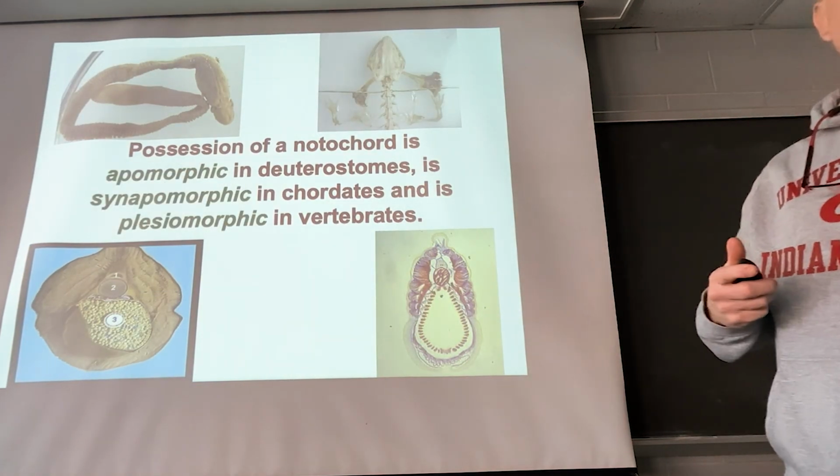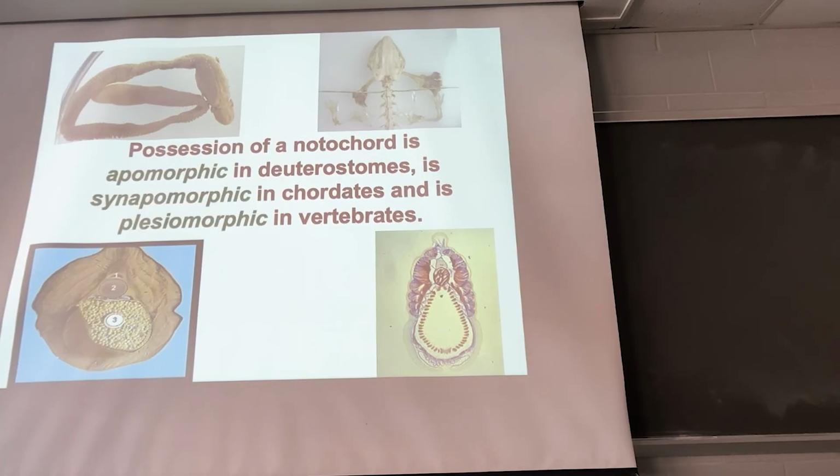The last slide here is just using some of the terms for the exam. Possession of a notochord is apomorphic in deuterostomes, when you compare deuterostomes to all other animals, right? It's an apomorphy. It separates them from protostomes, for example. It is a synapomorphy in chordates, that is, all chordates have it, and is a plesiomorphy in vertebrates, because it's going to be replaced by the vertebral column. So there's how you use those terms or see those terms used.